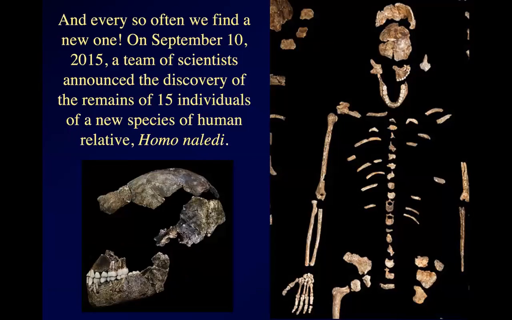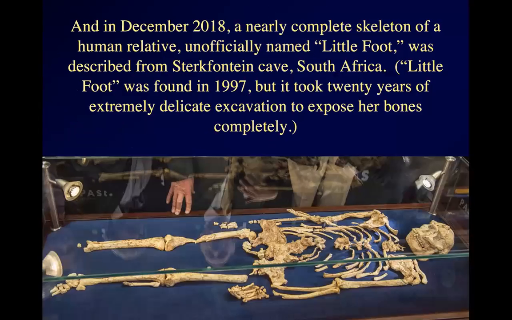And every so often we find more. This was a discovery about 6 years ago of the remains of 15 individuals of a new species of human relative called Homo naledi. This was found in a cave in southern Africa, I want to say in Swaziland. This was a discovery that was finally announced in 2018, a nearly complete skeleton of a human relative belonging to the species Australopithecus africanus, but unofficially named Littlefoot. Not the dinosaur Littlefoot. This was a different Littlefoot. So we keep finding new things. You know, the field is very much open to new discoveries.